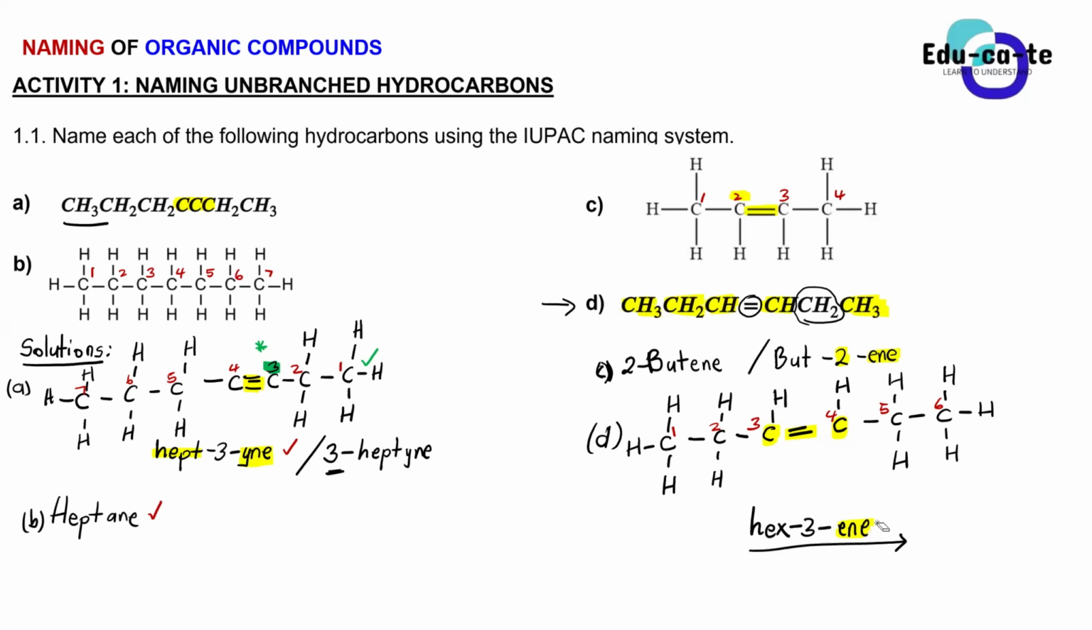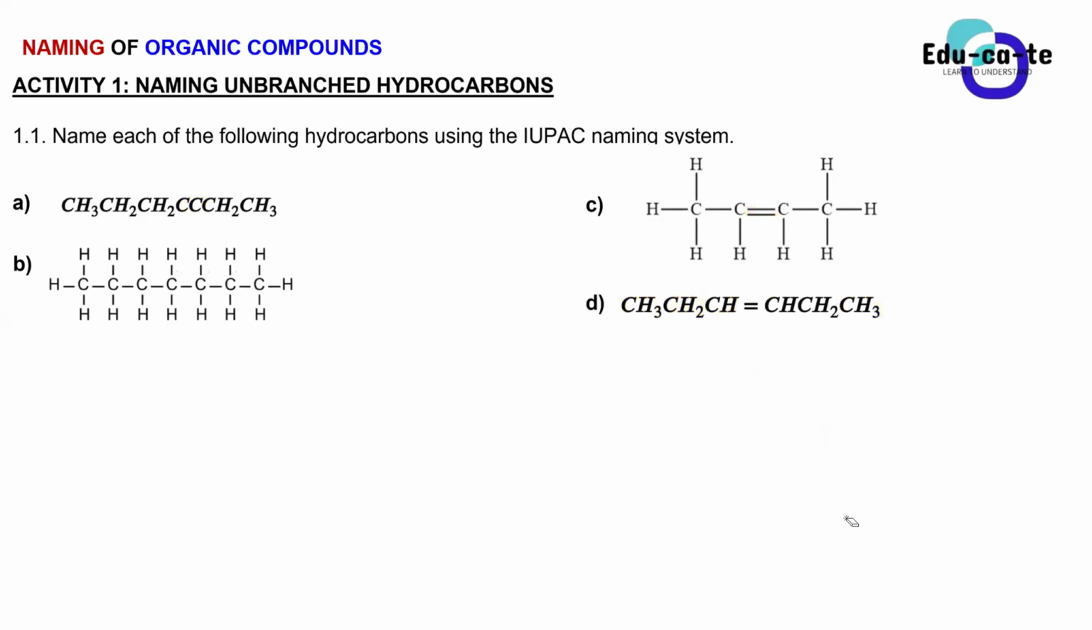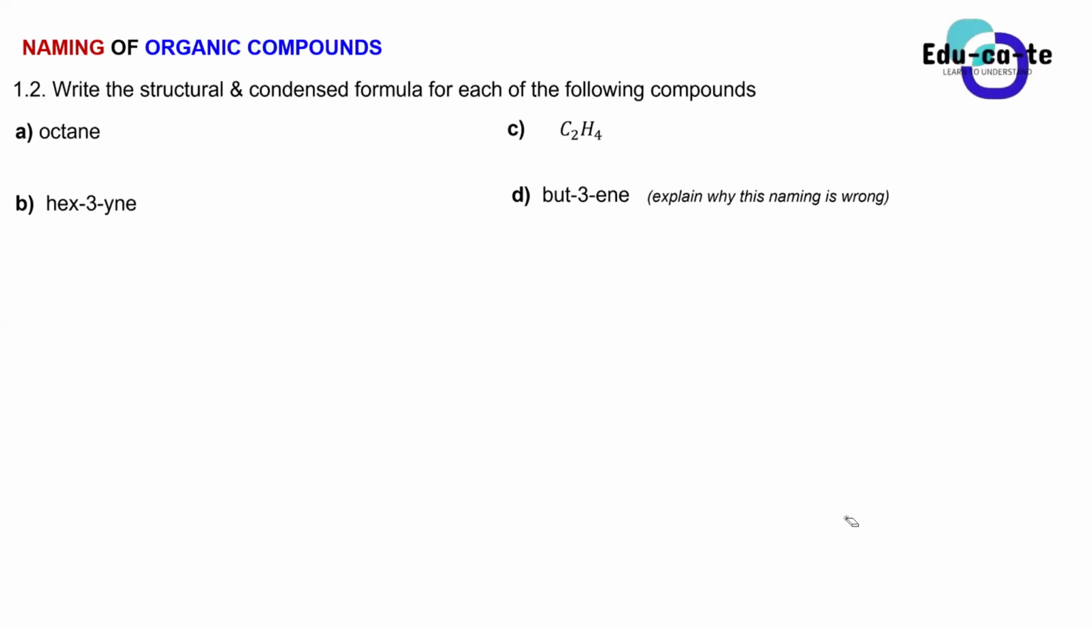Okay, so now let's go to the second part of the activity, which is: write the structural and the condensed formula for each of the following compounds. So we want a structural formula, and we also want a condensed formula for each of the following compounds. Let's start with octane. Are you guys able to write the structural formula for octane? What must it have? How can I write it?